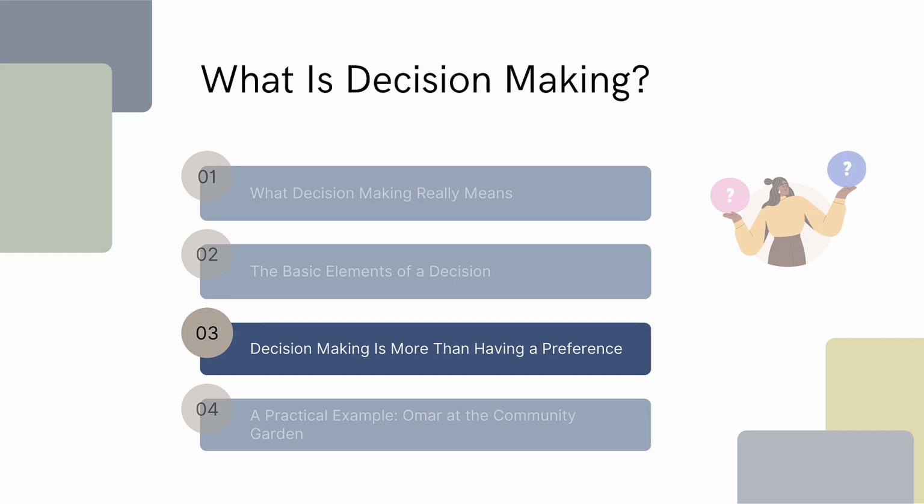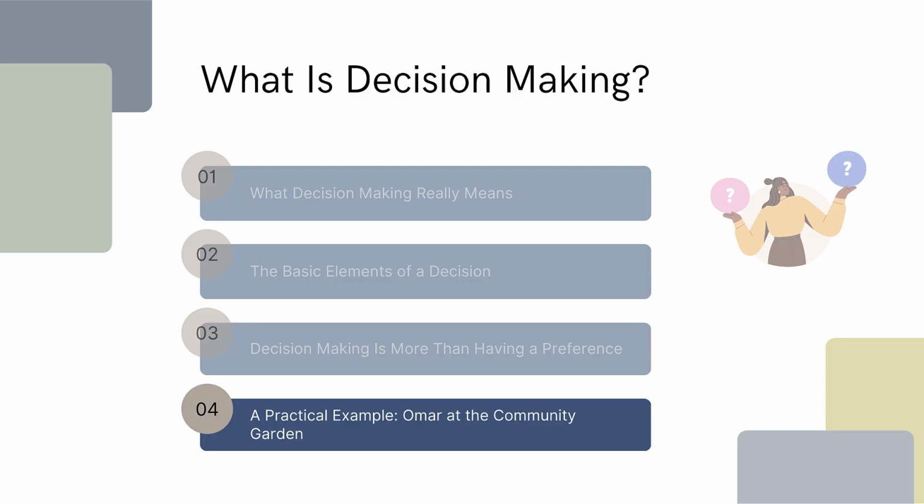You may prefer to continue resting but decide to complete an important responsibility. You may prefer to avoid an uncomfortable conversation but decide that addressing the issue is necessary. Preferences influence decisions, but they do not make the decision by themselves. Decision-making requires you to connect what you want with what is possible, responsible, and useful.